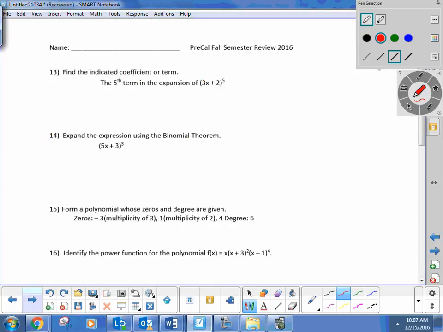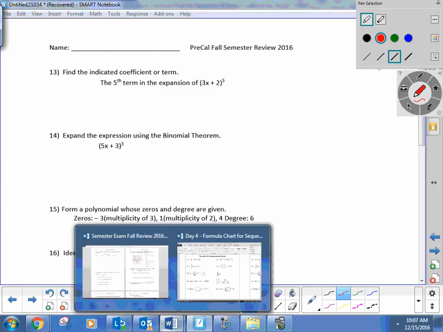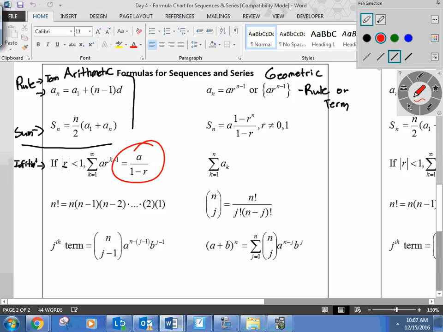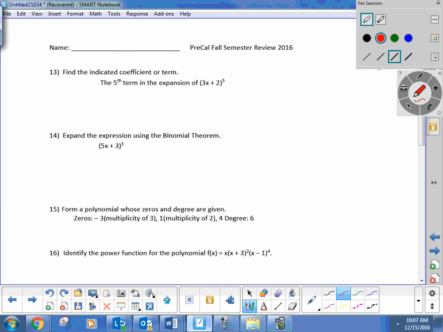Okay, it says find the indicated coefficient of the expansion. There is a formula for this. Let me show you which one it is. If we go back to here, this has to do with the binomial theorem. And one of the things that we had the benefit of doing is that if we were looking for a specific term, you just had to use that, which was n choose j minus 1, a to the n minus j minus 1, and b to the j minus 1.